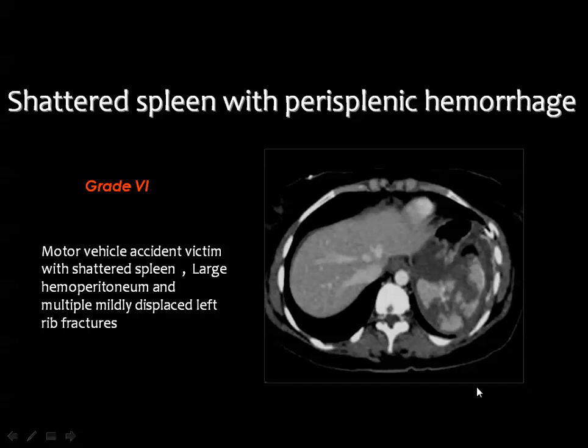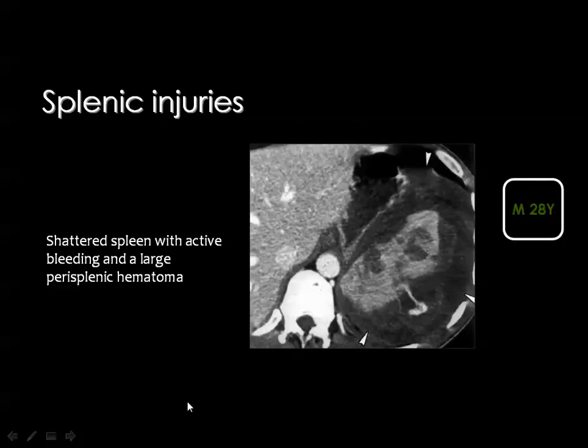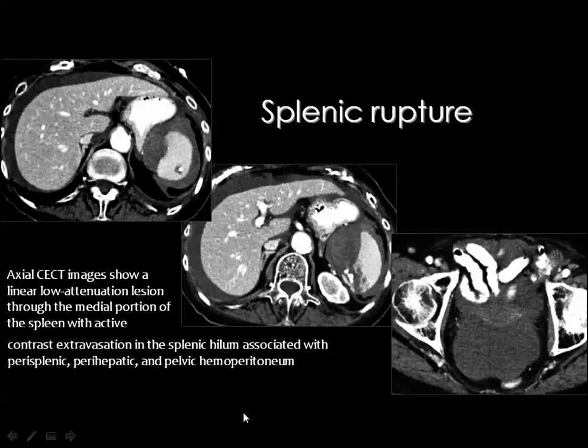And this is grade 4 splenic injury, where the spleen is shattered into pieces, surrounded of course by extensive perisplenic hematoma. And as I have said, the multi-detector CT and dynamic injection of contrast can show the site of bleeding and can show extravasation of contrast from the site of bleeding in the injured organ. And this is a splenic injury with extensive perisplenic hematoma, and you can see the bleeder or the extravasation of a contrast from the site of bleeding.